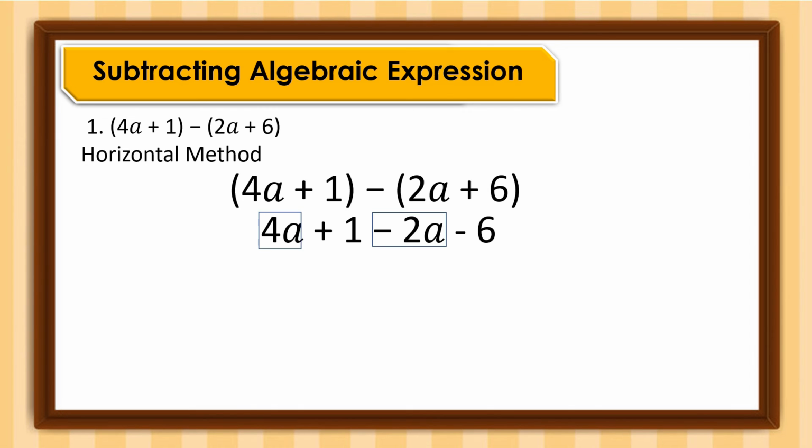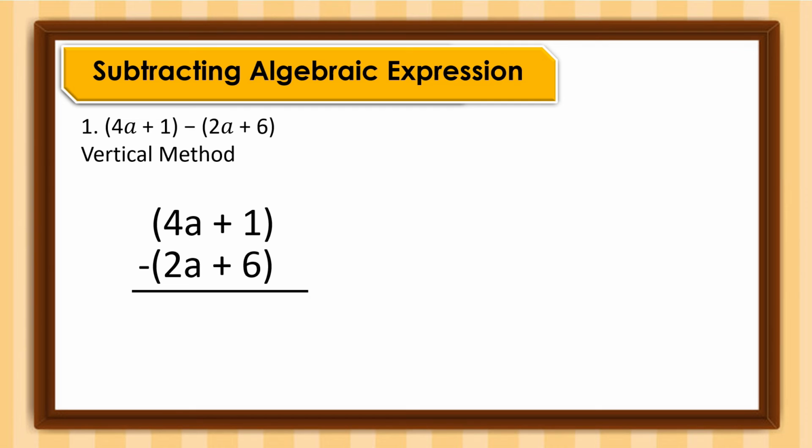And then combine like terms. So 4a and negative 2a, that is a like term. And positive 1 and negative 6 also like terms. Then combine like terms. 4a minus 2a, that is 2a. And 1 minus 6, that is negative 5. So the answer is 2a minus 5.